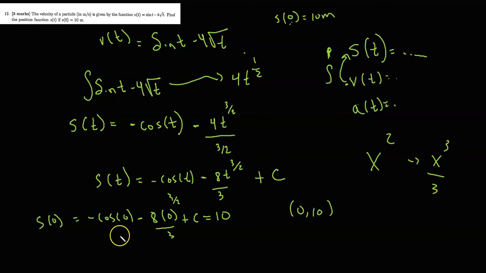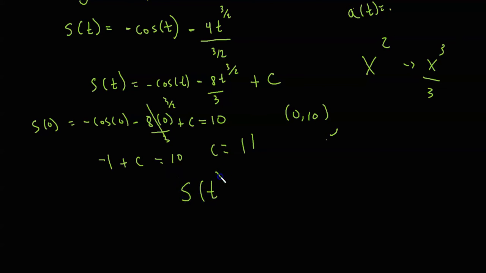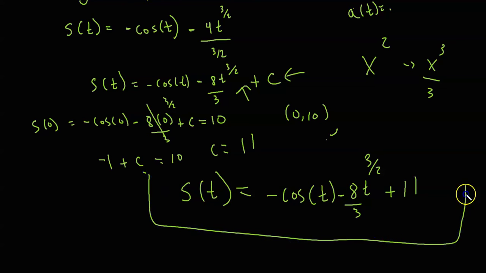So if we solve, cos of 0 is 1, so negative 1, plus c, because the other term goes to 0, is equal to 10, and therefore c is equal to 11. And so that means that the final position as a function of time would be, you rewrite this function here with the new constant that we just solved for, plus 11. That is the answer. Pretty easy, guys. Takes a bit of physics this time, but whatever.